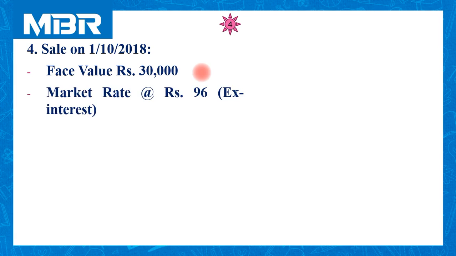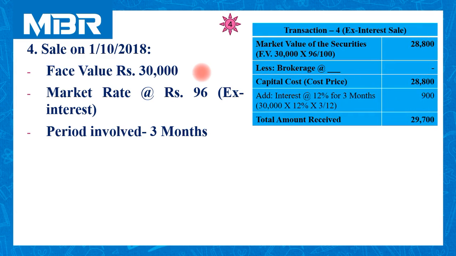Face value of the transaction is rupees 30,000. Market rate is given as rupees 96 per 100 rupees, and it is ex-interest rate. Period involved in this transaction for the calculation of accrued interest is 3 months. Information of brokerage is not given. Using this information, we can easily calculate capital cost of the transaction. It is rupees 28,800, and it is an ex-interest transaction.